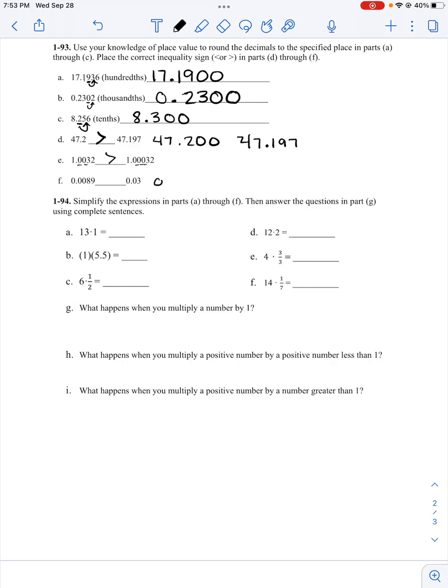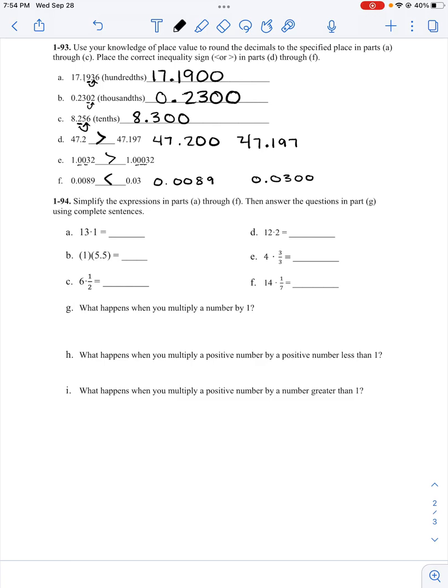For part F, I have 0.0089, 89 10,000ths, and 0 and 300ths, but I want to make sure I have my place values the same. I have the same digits on each side. Well, 0 and 310 thousandths is bigger than 0 and 89 10 thousandths.